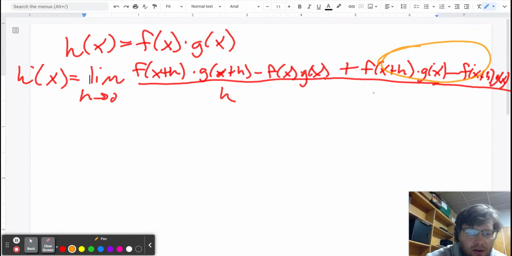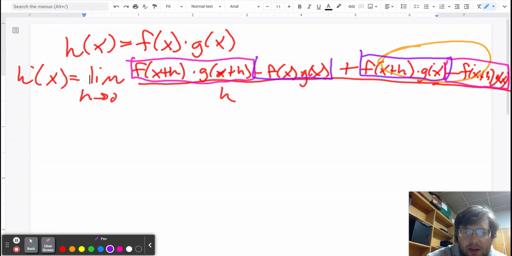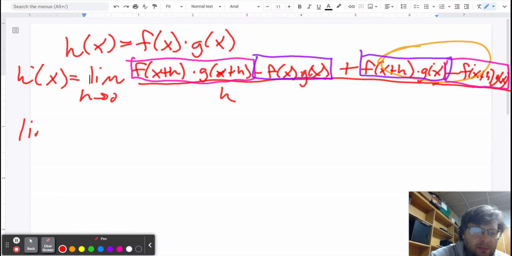But what I have now is two different things where there's a positive and a negative term. So I'm going to highlight the first chunk. This right here is positive, and this piece is negative, and they share in common f of x plus h. Similarly, this piece is positive, and this piece is negative, and they share in common g of x. So I'm going to rearrange them. I'll do the pink terms first, and then the purple terms second, and I will factor out the pieces that they have in common.